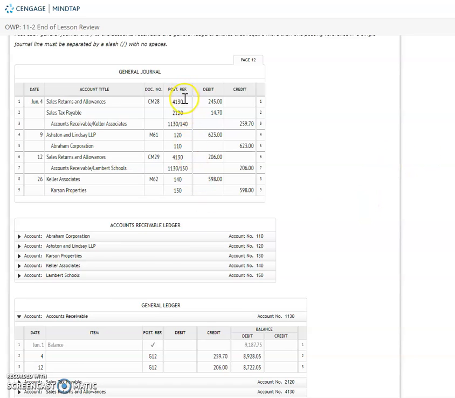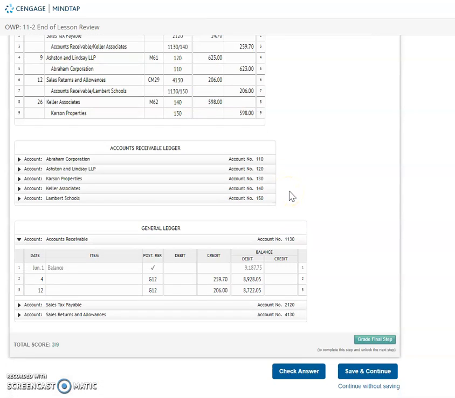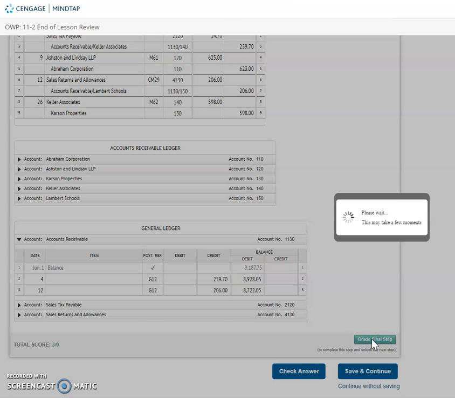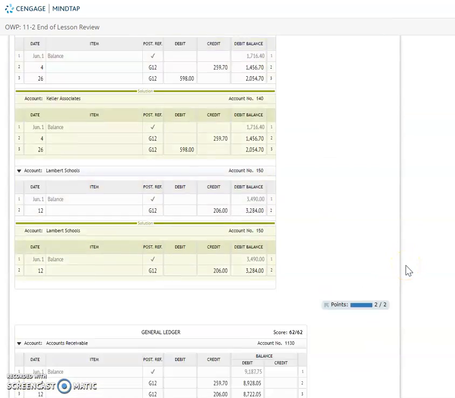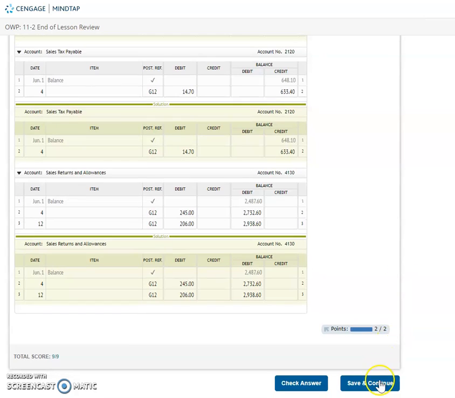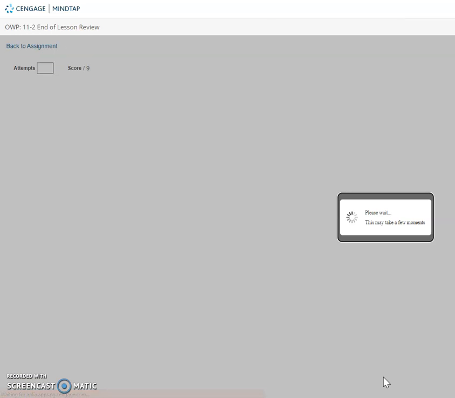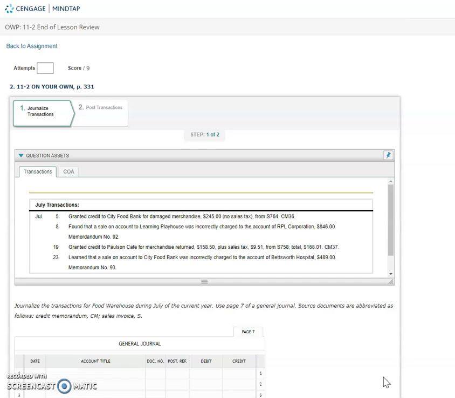Okay, so now I see that my post reference column is completely filled in, so that tells me that I am done posting that journal page. So I'm going to go back down and say grade final step. Everything looks good. So save and continue. You can now complete the 11-2 on your own.